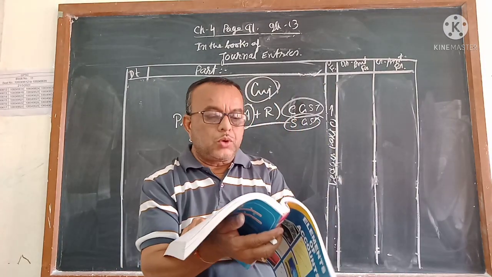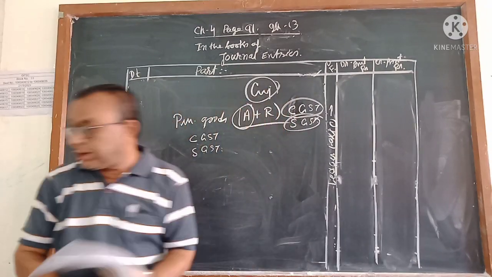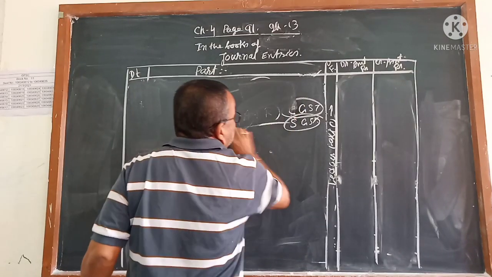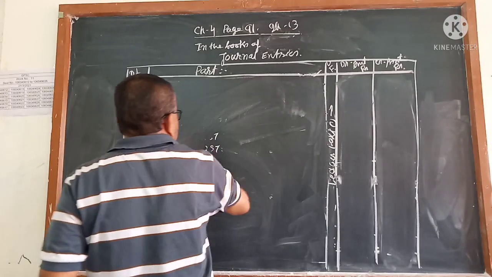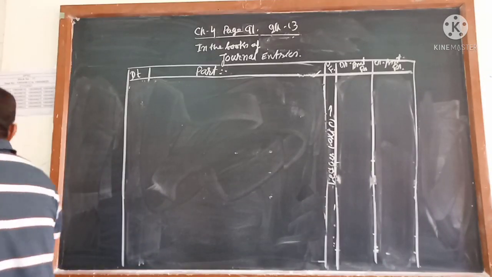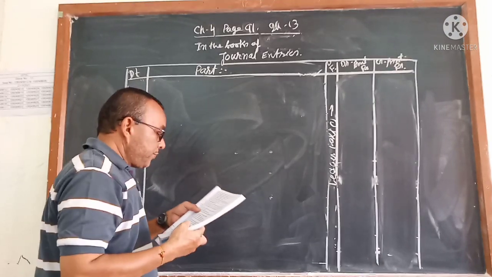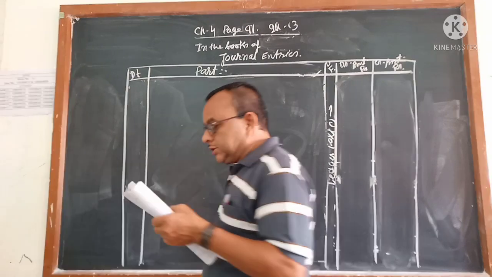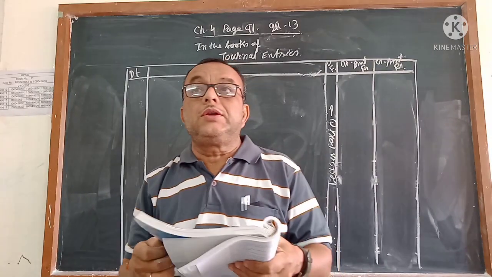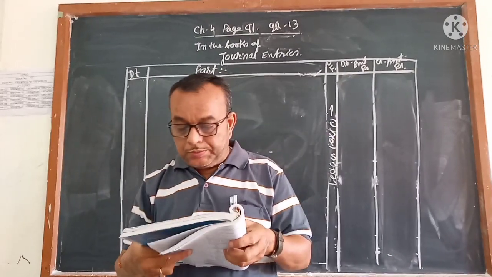Come to page number 91, illustration 13. Page 91, illustration 13, I want to explain in detail. If you understand one or two questions, I think you will not have any problem. You will understand clearly what is this, what is not this. Pass the journal entries of the following transactions in the books of Ashwin Patel. When you read the question, try to understand clearly where Ashwin Patel is doing business.